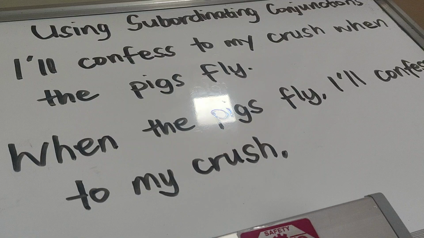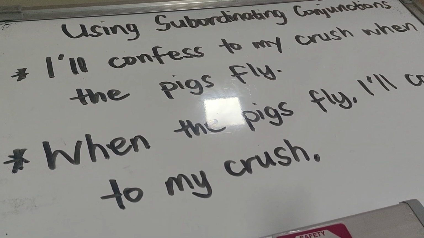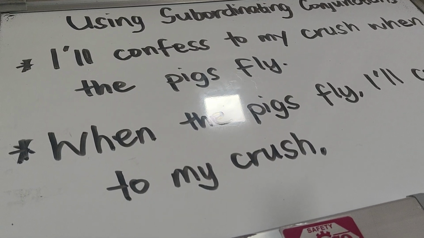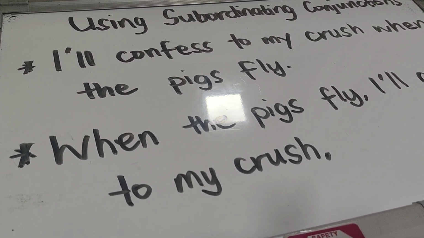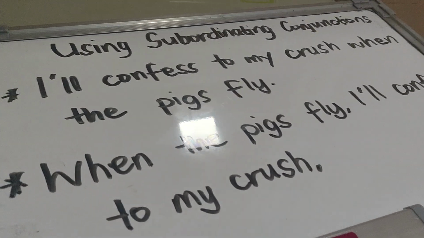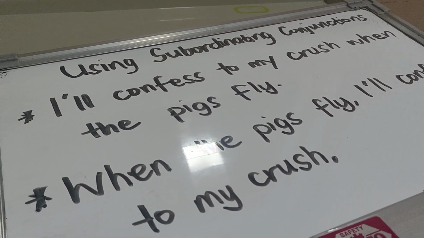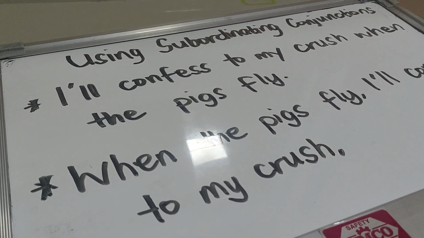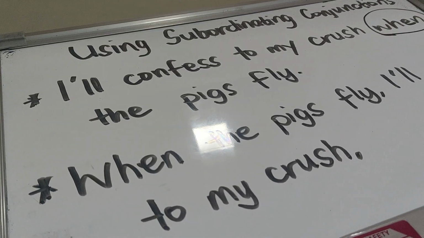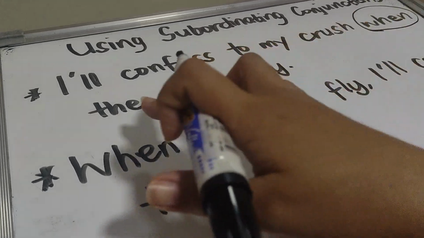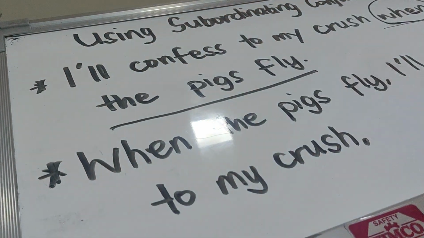So if I am to break this down, I should be able to find my independent clause and my dependent clause. So how do you know that it is a dependent clause? It is always introduced by a subordinating conjunction. And in this case, the subordinating conjunction was "when." So let me encircle that. So the whole dependent clause in this sentence will be "when the pigs fly."